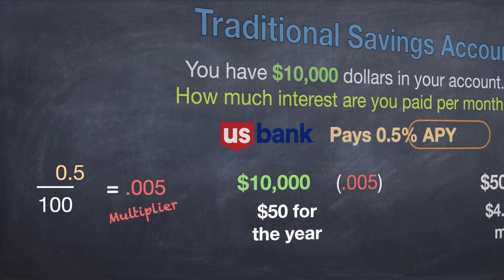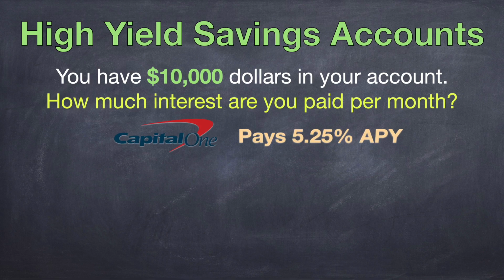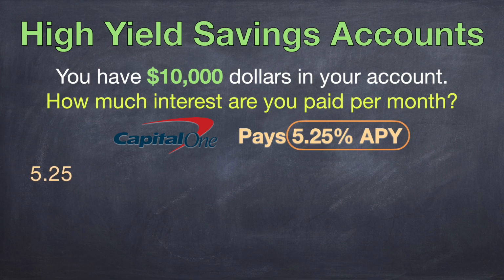Let's compare to a high yield savings account. On the other hand, same scenario, $10,000, but let's say you have a Capital One high yield savings account that pays 5.25% APY. So again, we're going to take that interest rate right here and we're going to divide it by 100 to get our multiplier. So in this case, it's going to be 0.0525.